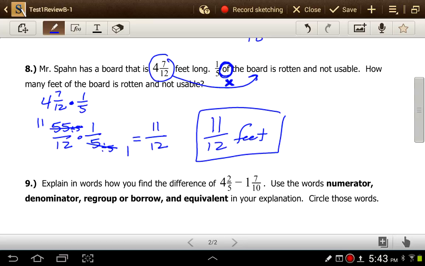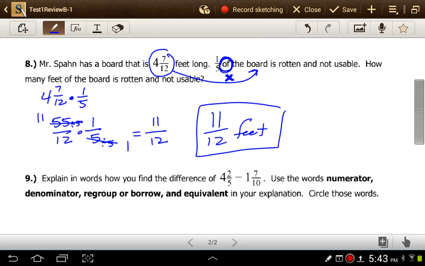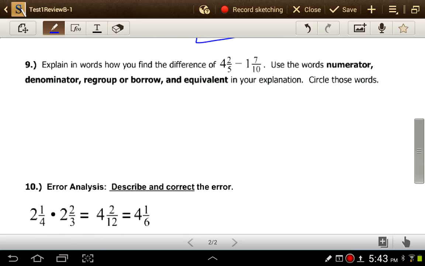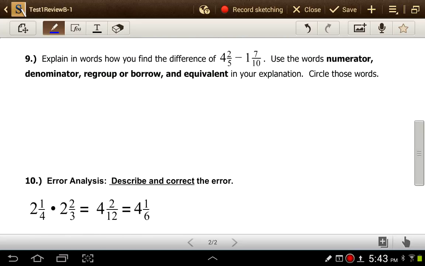Okay, so that word of is your clue that this is a multiplication problem. Okay, number 9. Explain in words how you find the difference of 4 2/5 minus 1 7/10. You need to use those words in your explanation. Circle them. Okay, so when I'm going to subtract these, the first thing I'm going to do is find a common denominator.